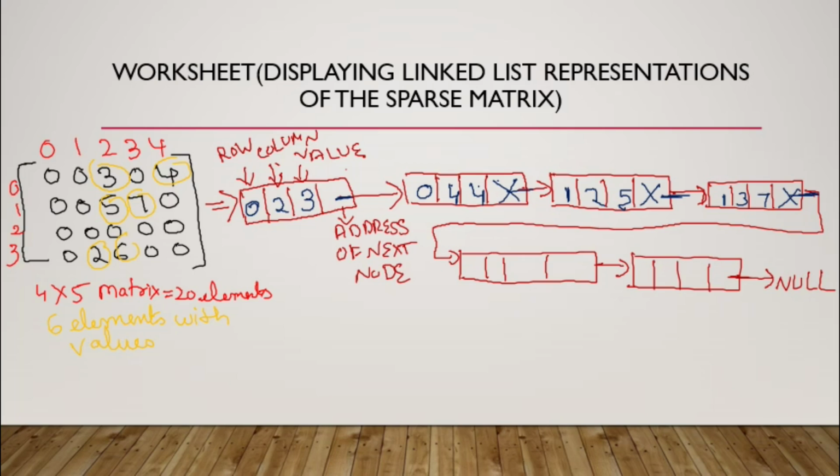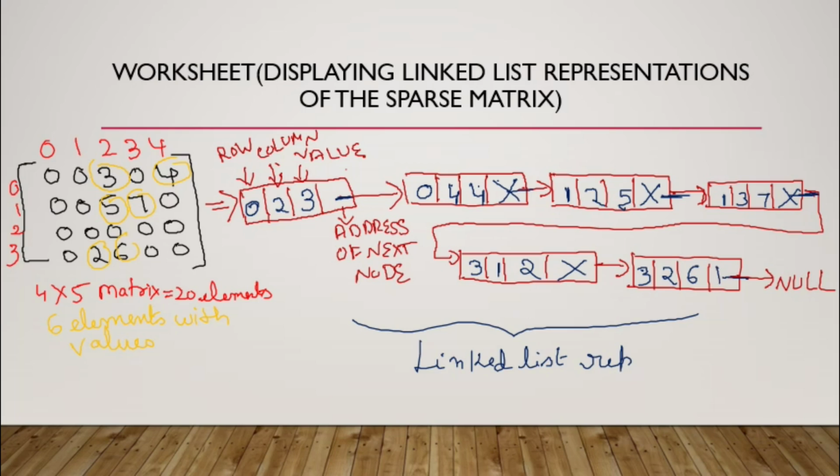Next, in the second row you don't have anything. In the third row, first column, you have 2, and the last entry, in the third row, second column, you have 6. Now we are coming to the end. So this is the linked list representation of a sparse matrix. This will be null, students.